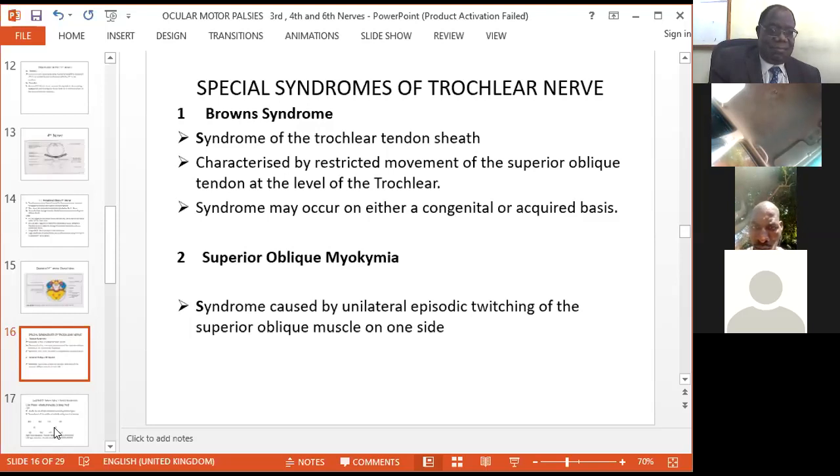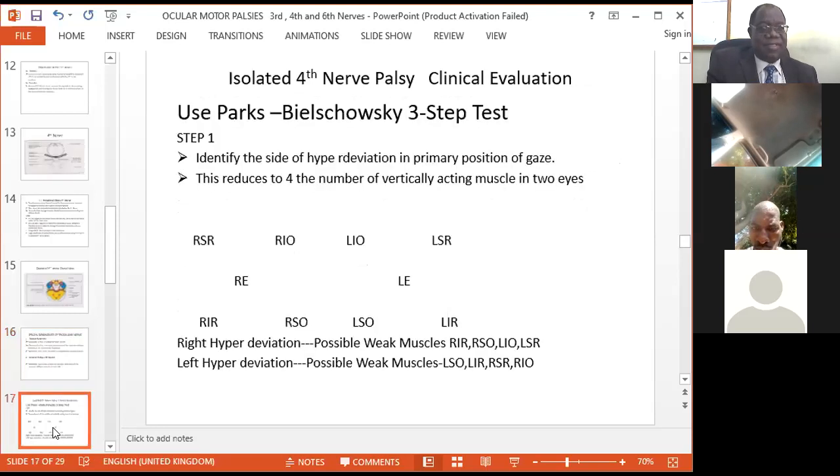So how long does it last? It depends. What is the cause? Causes can be different. This one is an isolated fourth nerve palsy. Clinical evaluation.